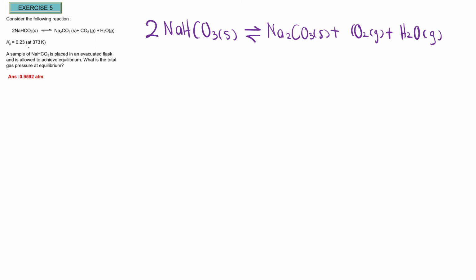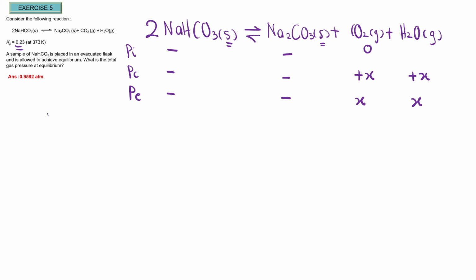Okay, you are given the Kp. Kp is 0.23. So for the initial pressure, this one is solid, this one is solid. So for solid we just put a dash, meaning no value, and this one is 0, and then here is 0 initially. So the change is dash, this one is plus x, this one also plus x. Pressure at the equilibrium: dash, 0 plus x, 0 plus x.